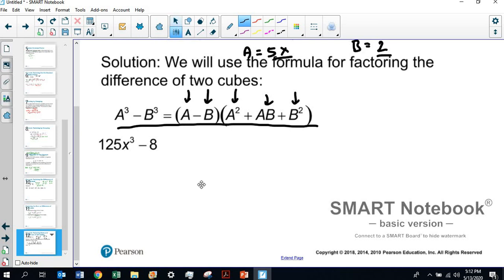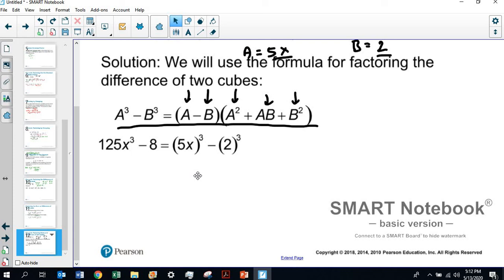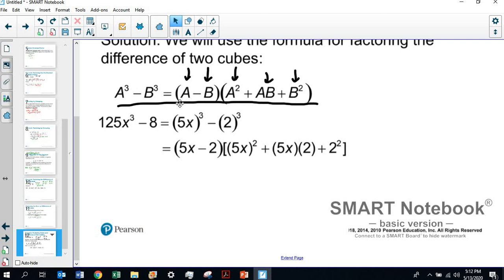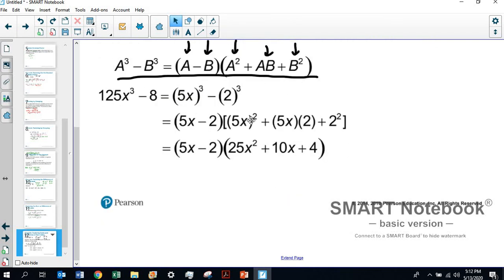So playing the role of a is 5x, playing the role of b is 2, and so you end up, if you use the formula, with 5x minus 2 times 5x all squared, not 5x squared, but 5x all squared, plus 5x times 2, plus 2 squared. Okay, so here's a, b, a squared, a times b, and b squared. And then from there, you multiply out 5x and get 25x squared. 5x times 2 is 10x, 2 squared is 4.